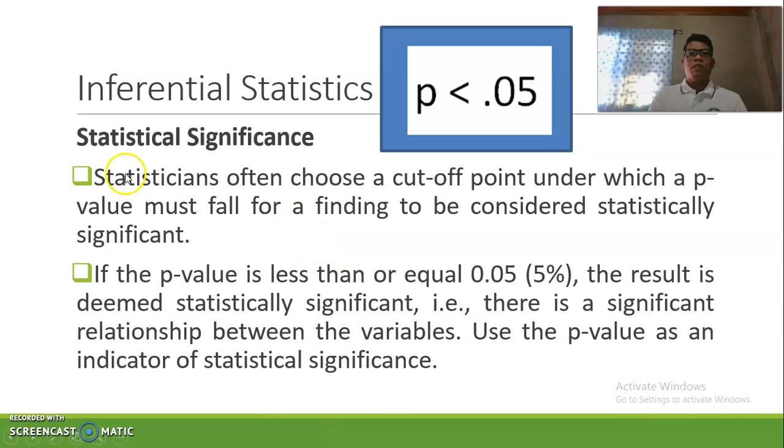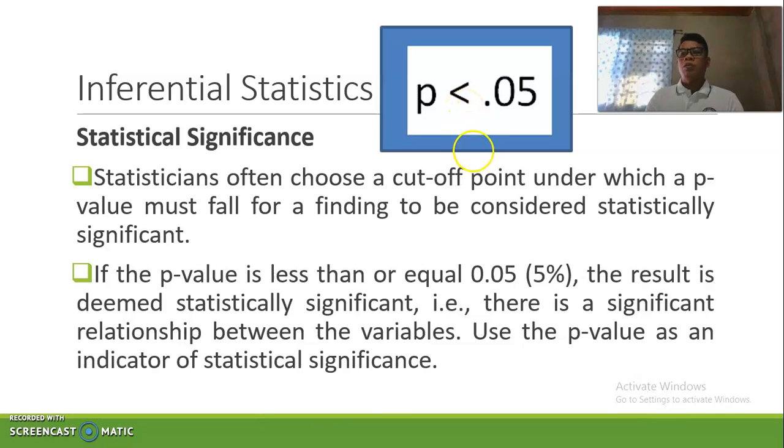Okay, now we move to statistical significance. Here, statisticians often choose a cut-off point under which a p-value must fall for a finding to be considered statistically significant. So here we only consider the p-value. In SPSS, under the significance column, we have to focus on the significance column. That is the p-value, or probability value.